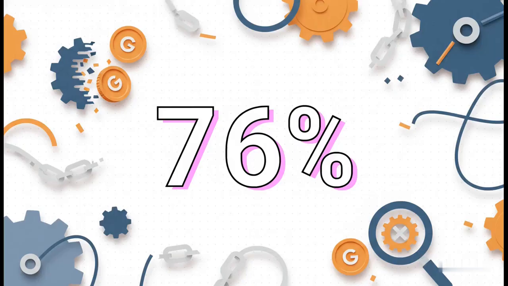And get this, believe it or not, some studies show that as much as 76% of Google Ads budgets are just wasted. Wasted on errors that are totally preventable. And you know where a huge chunk of that waste comes from? One single, often overlooked default setting.